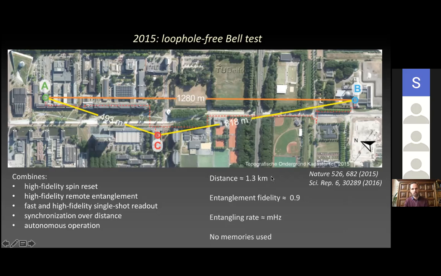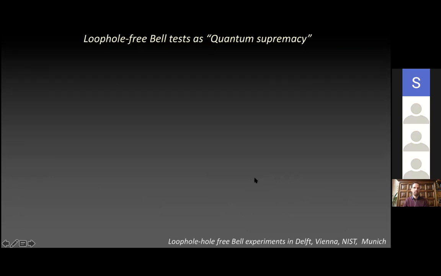So if you just look at the numbers, the distance here a bit more than a kilometer, we got entanglement fidelity of about 0.9, but the entangling rate was very low. This is millihertz, and in this experiment, no memories were used. I will not talk about that.